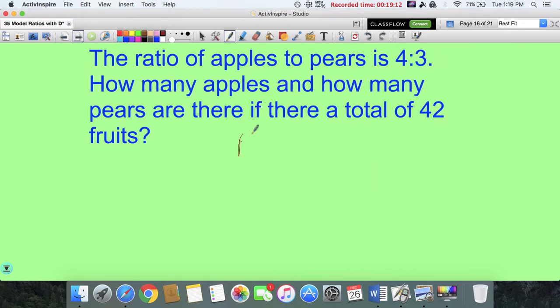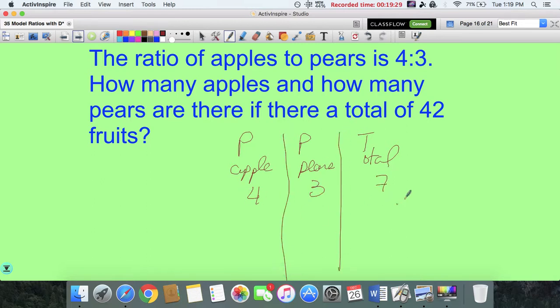Okay. Apples to pears, so again, part, part, total. One part is apples, the other one is pears, and it gives me a total, right? So the ratio is 4 to 3, 7, and the 7 I got because I added 4 apples, 3 pears gives me a total of 7 items, 7 fruits. How many apples and how many pears are there? They're total 42. Well, my total increased to 42.